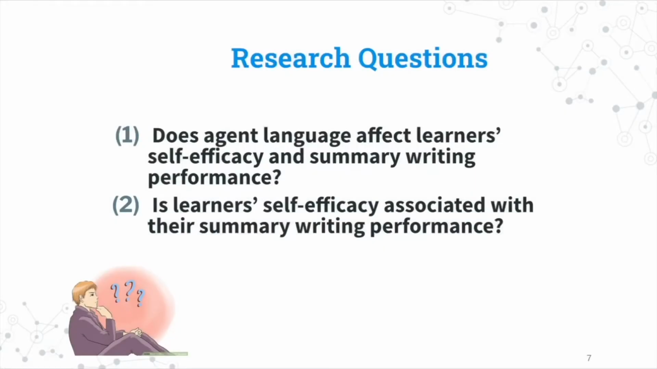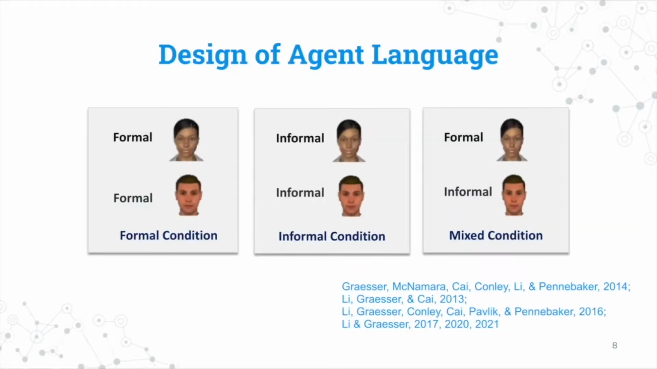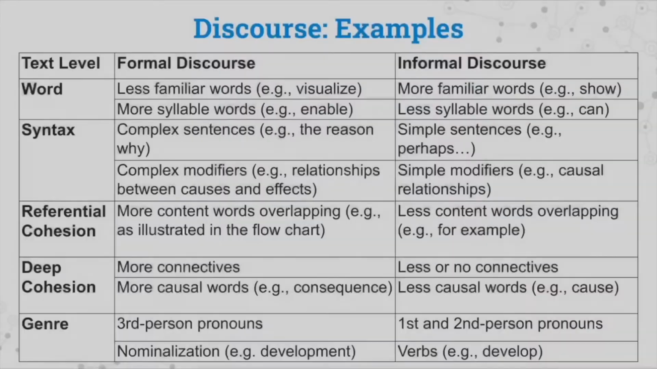Our experiment aimed to answer the following two questions. Does agent language affect learner self-efficacy and summary writing performance? And is learner self-efficacy associated with their summary writing performance? When designing agents' language, we created three conditions. The formal condition where both agents speak formally, the informal condition where both agents speak informally, and the mixed condition where the tutor agent speaks formally and the peer agent speaks informally.